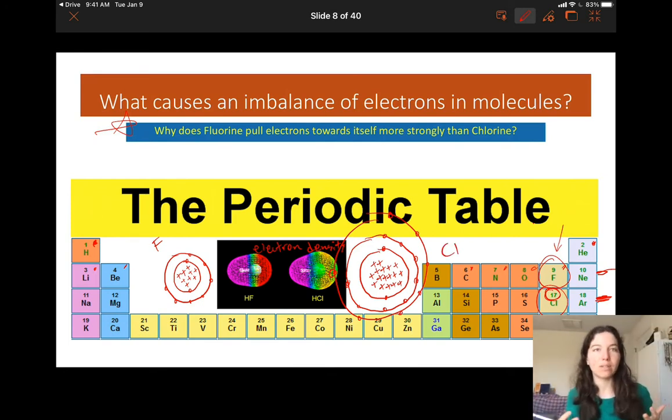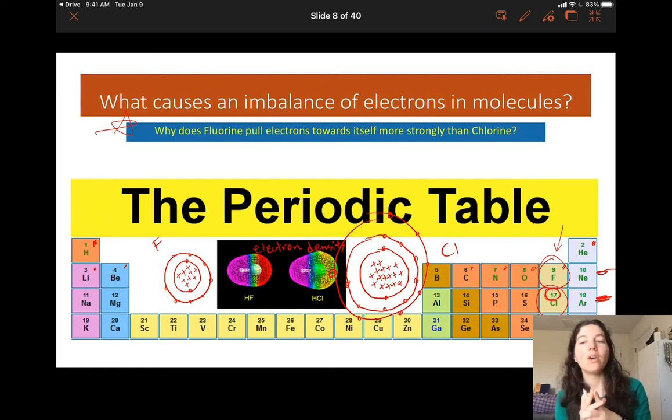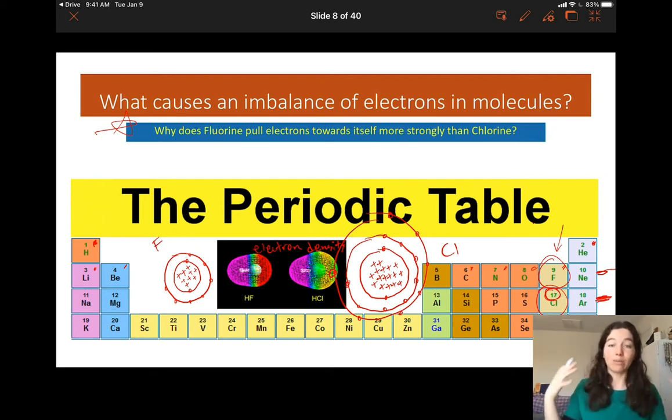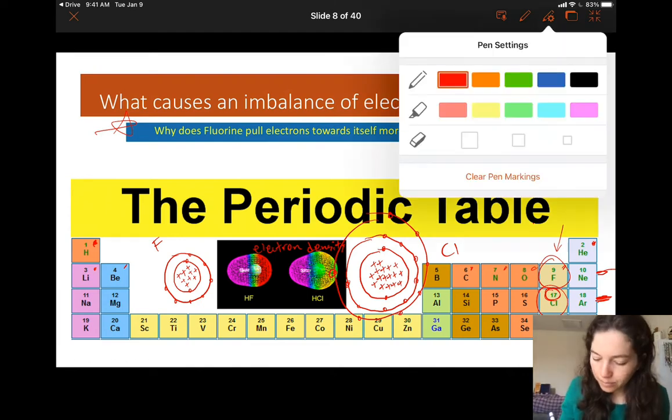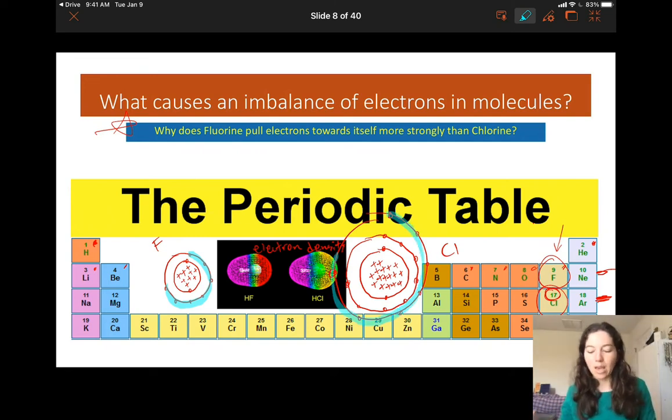So there are some big differences here between chlorine and fluorine. Fluorine is much smaller. It has fewer protons. Chlorine is much bigger, it has more protons, it also has more electrons, but for some reason fluorine pulls a lot more strongly on its valence electrons. So these electrons right here are pulled much more tightly than these electrons right here on your chlorine atom. And the reason for this is not because of protons.